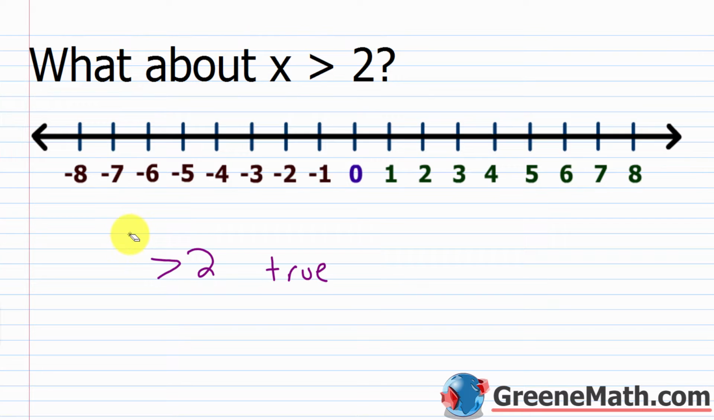If I put something in that's 2 or lower than 2, it's going to be false. So for example, if I put in 2, that's false. 2 is not greater than 2. 2 is equal to 2. Or if I put something much lower than 2, let's say negative 7, negative 7 is not greater than 2. Again, this is false. So when we think about inequalities, our solution is generally going to be a range of values. So in order to deal with that, we have something known as interval notation.